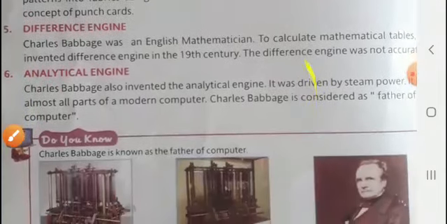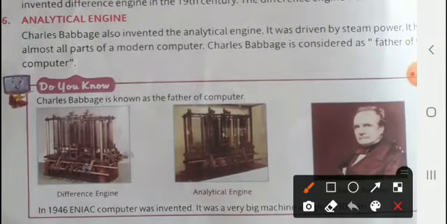Now the 6th one, that is the analytical engine. Here in the pictures you can see, Charles Babbage also invented the analytical engine. It was driven by steam power. It had almost all parts of a modern computer. Charles Babbage is considered the father of computer, as I just told you. Here are the pictures of the difference engine and analytical engine, and here he is, Charles Babbage. Understood?